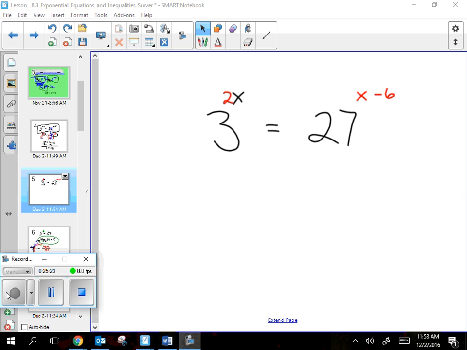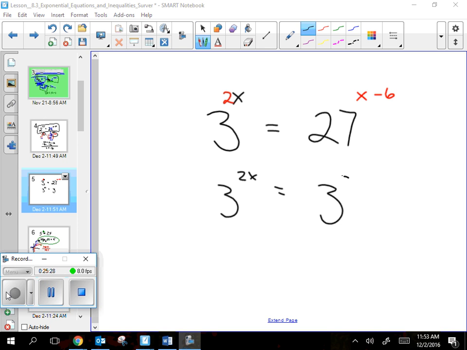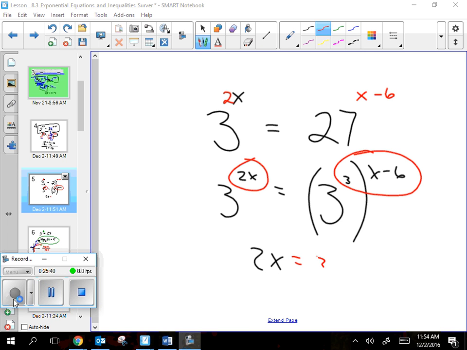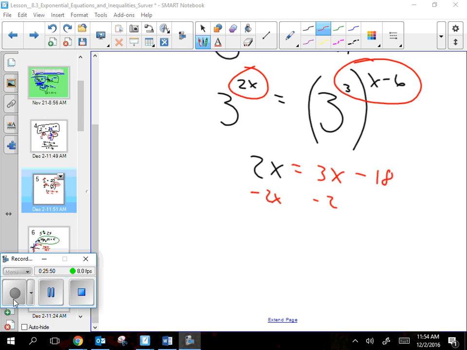All right, so some thoughts? Now I made the bases the same. So 2x, this part, has to equal this part, which is 3x minus 18, or 3 times x minus 6. And then I'm going to subtract 2x from both sides. 0 equals x minus 18. Add 18 to both sides. 18 equals x. X equals 18.